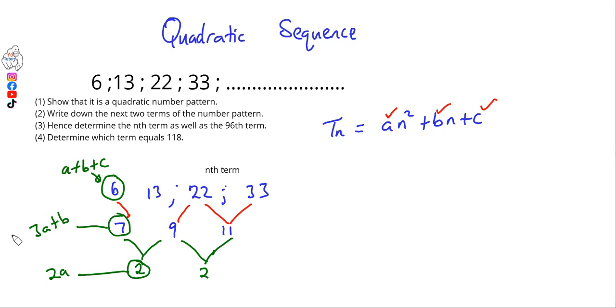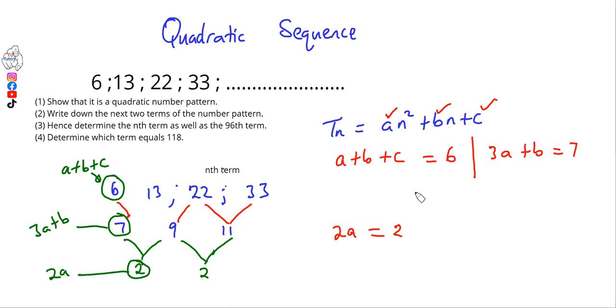How do we get that? We use what we know now. A plus B plus C is our first term, which is equal to 6. Then 3A plus B is equal to 7. Then 2A is equal to 2. So from this, we have 3 equations that we want to use to get A, B and C.